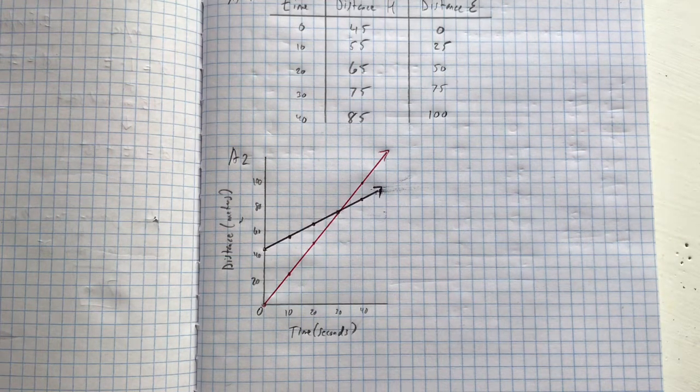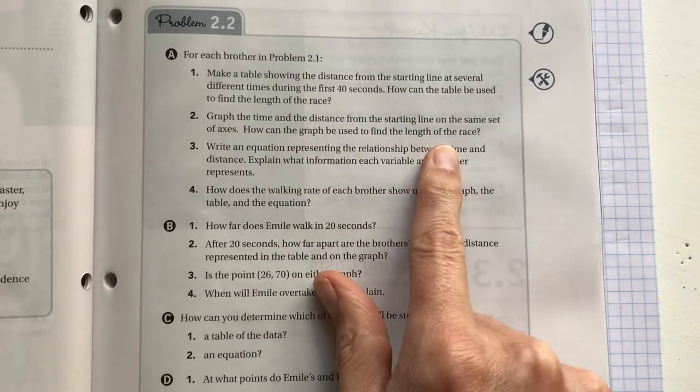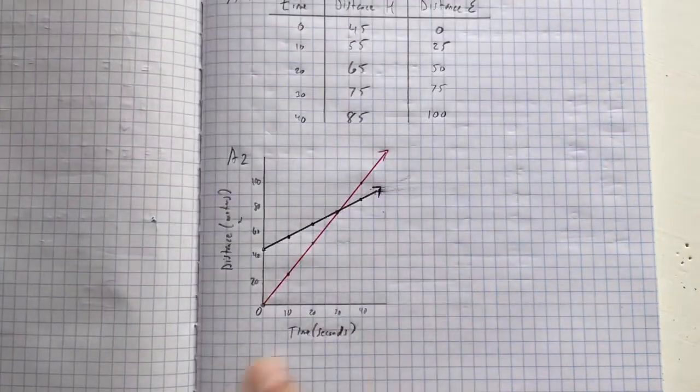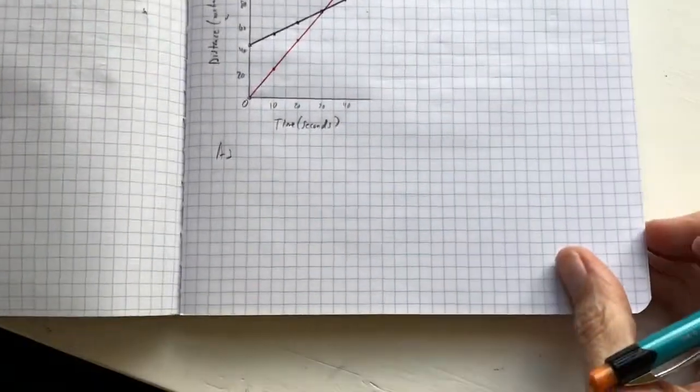So then, again, the question comes in, how can we use a graph to find the length of the race? Well, we can use a graph to see where these two lines would cross, and they happen to cross at 30 seconds and 75 meters. All right, A3.